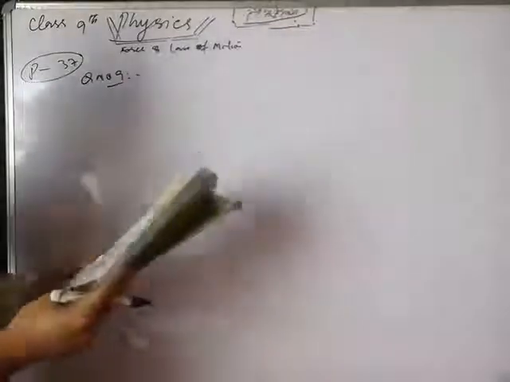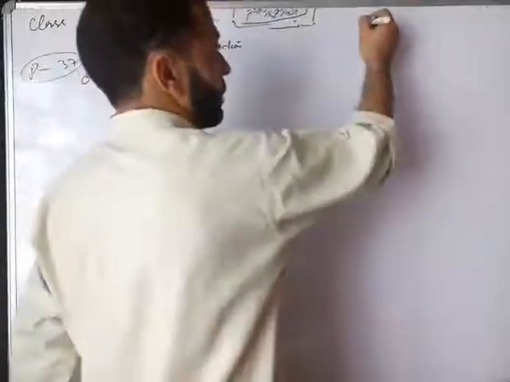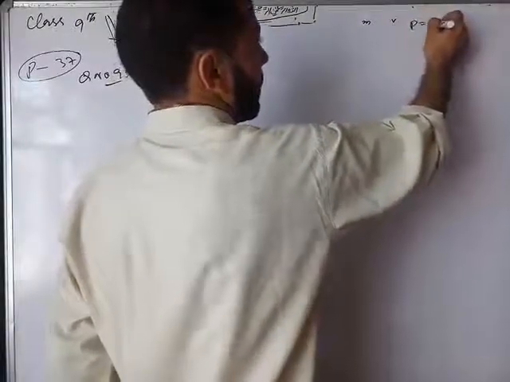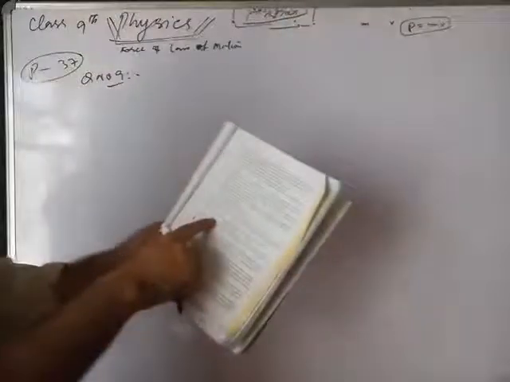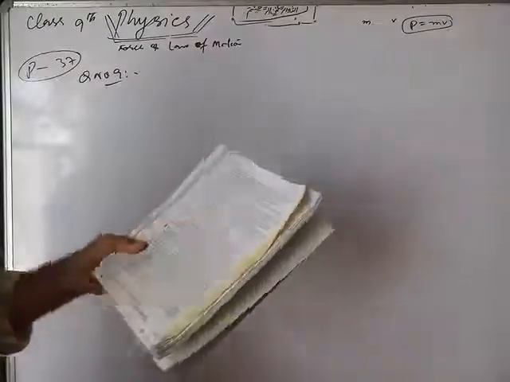पेज नंबर 37. क्वेश्चन नंबर 9. क्वेश्चन नंबर 9 इज ऑब्जेक्टिव. What is momentum of an object of mass m and velocity v? अगर किसी ऑब्जेक्ट का मास m है, वेलोसिटी v है, मोमेंटम बराबर है. मोमेंटम इज द प्रोडक्ट ऑफ मास एंड वेलोसिटी. यहाँ पर 4 ऑप्शन दिए गए हैं. mv स्क्वायर, हाफ ऑफ mv स्क्वायर, mv इज द राइट ऑप्शन.